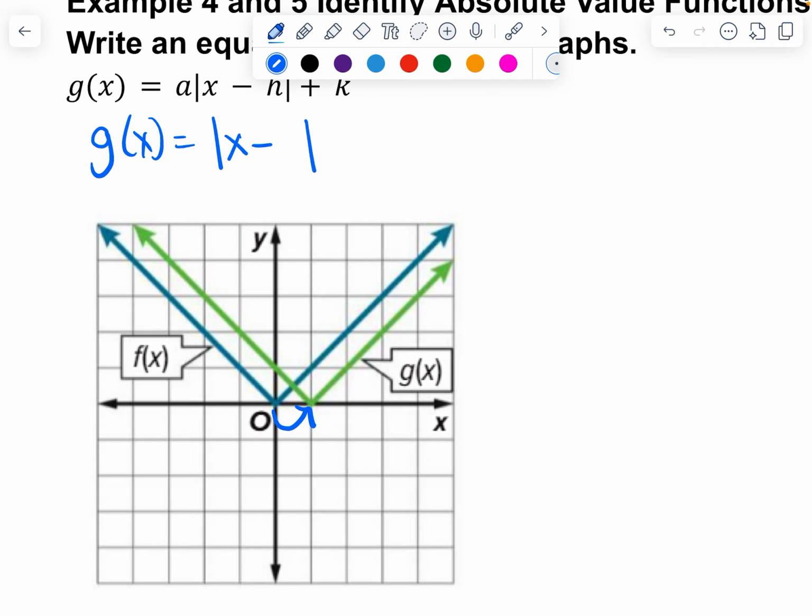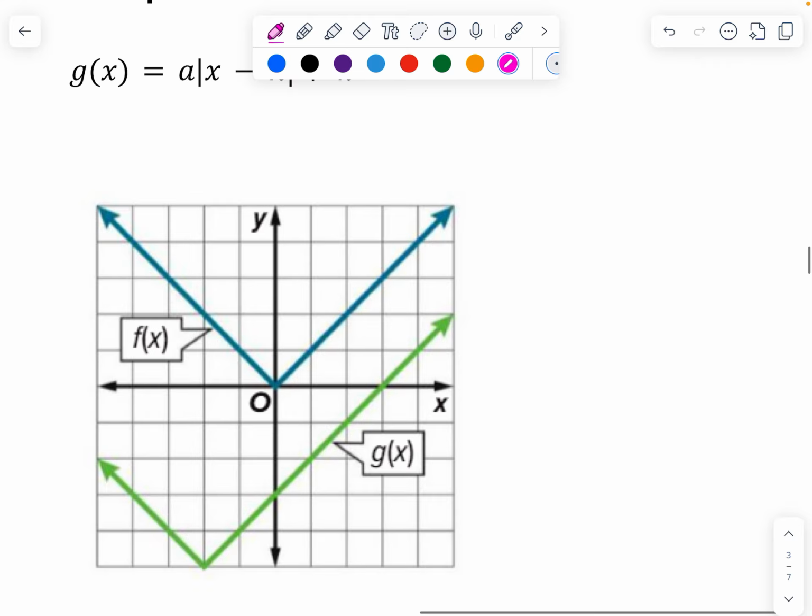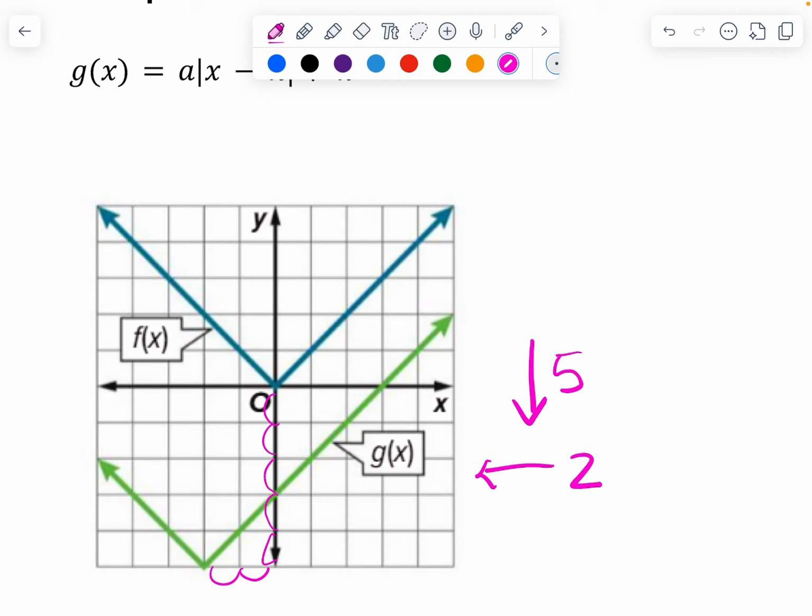So what did I do? I went 1 time to the right. This over here, I went down 1, 2, 3, 4, 5. So I went down 5 and went over 1, 2. I went to the left 2. The slope is the same. Up 1 over 1, up 1 to the left.